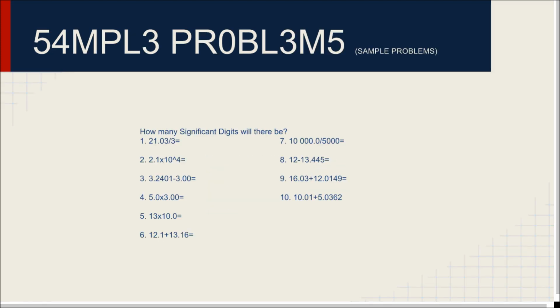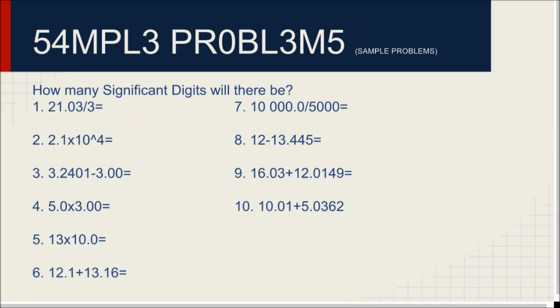Now, more sample problems. First, you need to do the equation, and then you need to round it. So in the first one, 21.03 divided by 3 becomes 7.01, which is rounded down to 7. Next one is scientific notation, so it stays exactly the same.